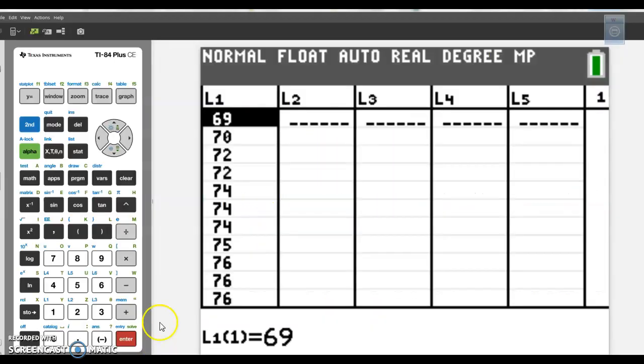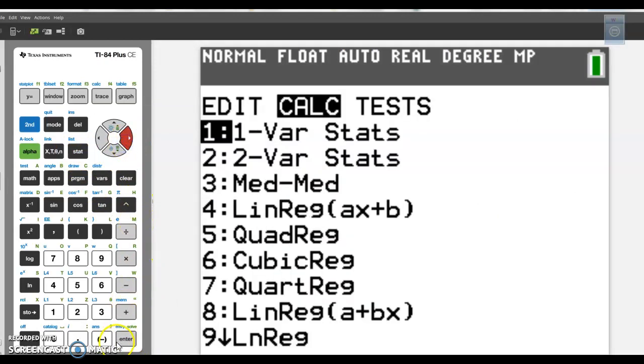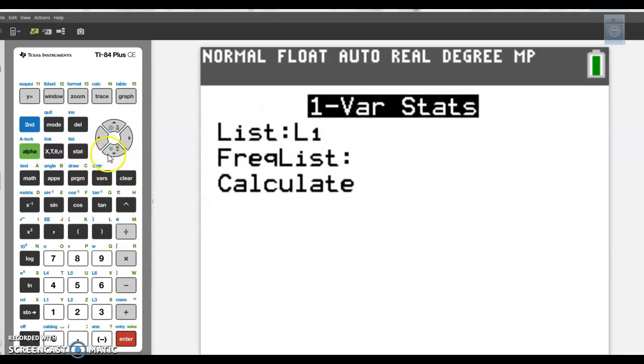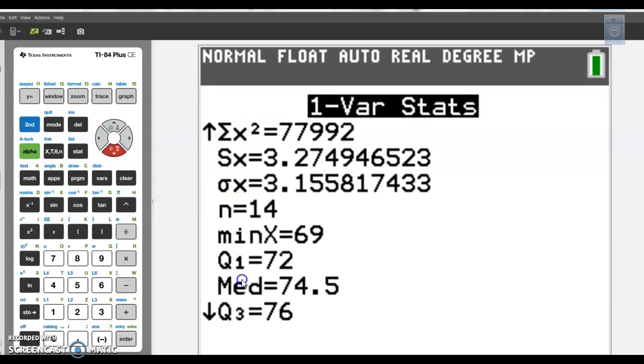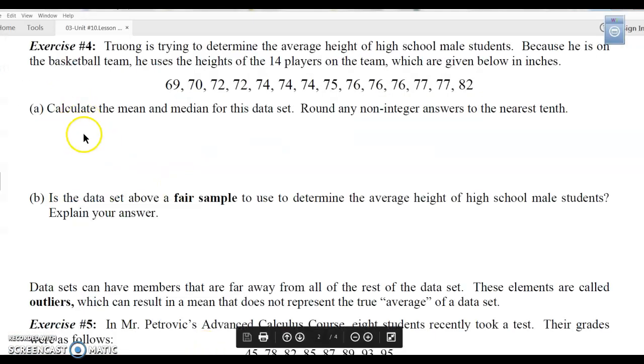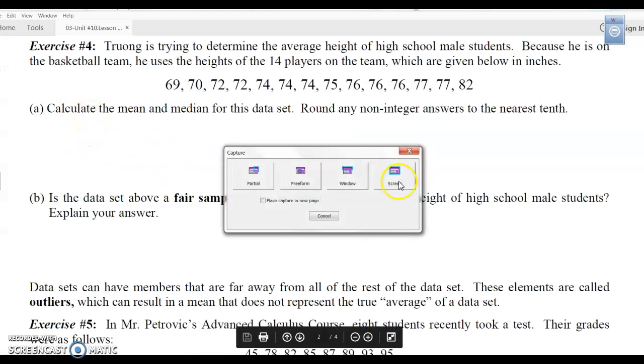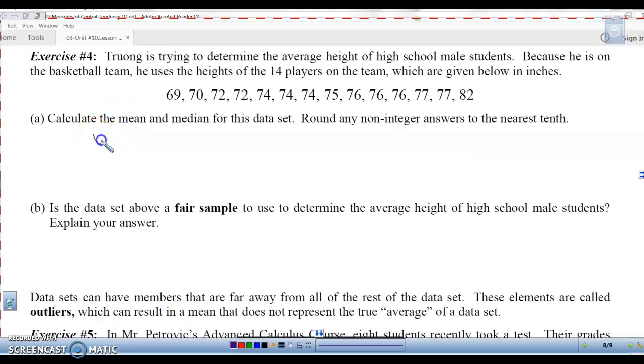All right, I already put the data in my calculator, so let's just do this quickly. Stat, calc, var stats, list 1, go down to calculate, enter. The mean is 74.6, and the median is 74.5. Okay, so let me write that down. The mean is 74.6, and the median is 74.5.